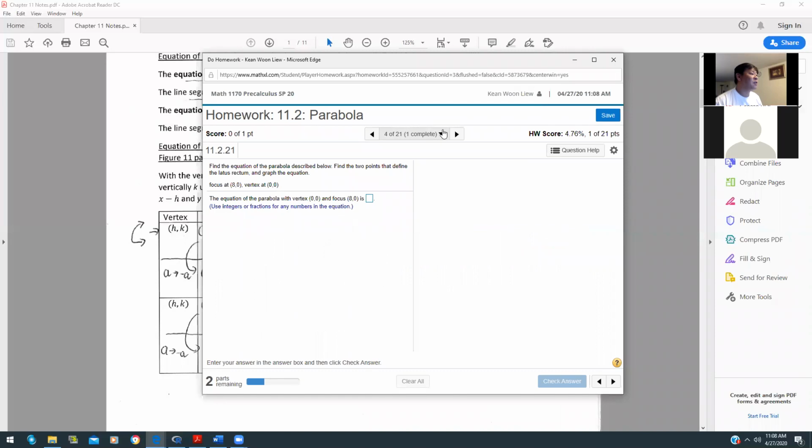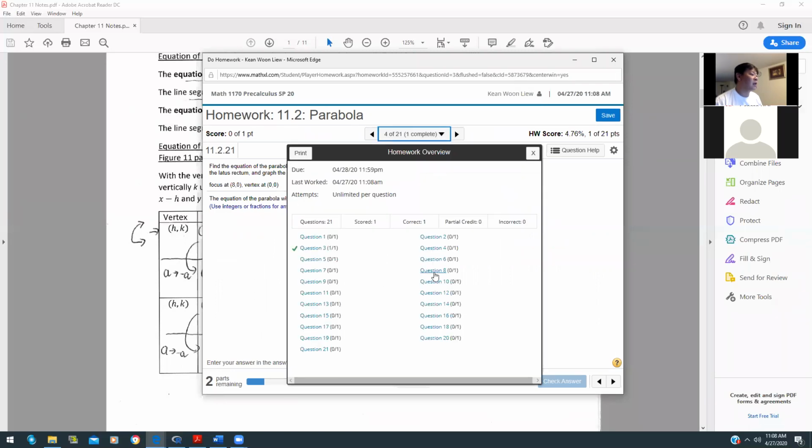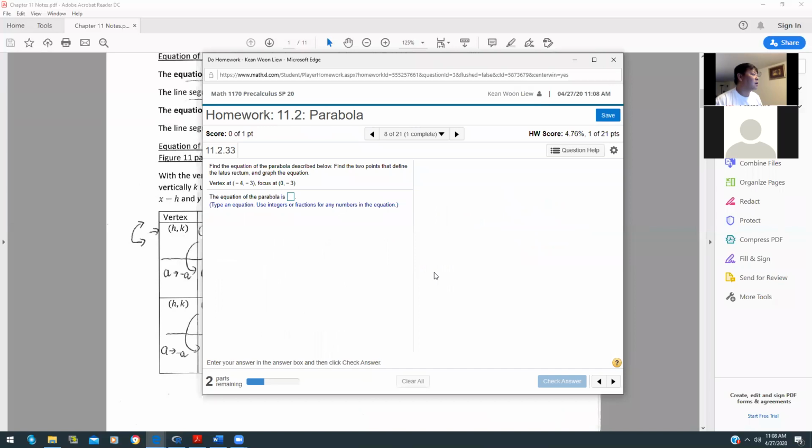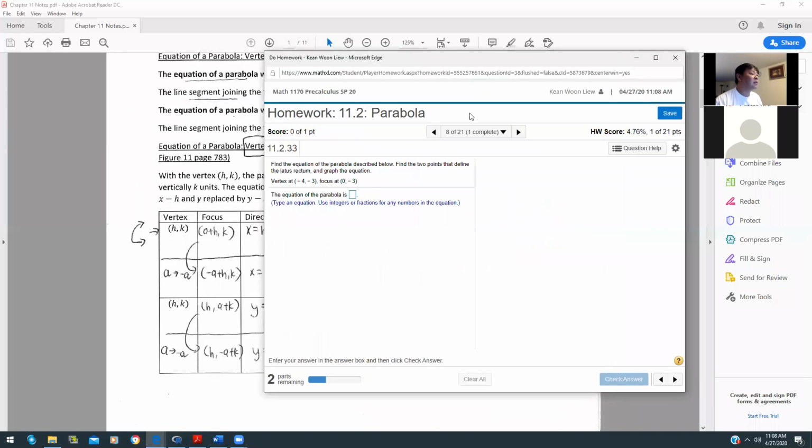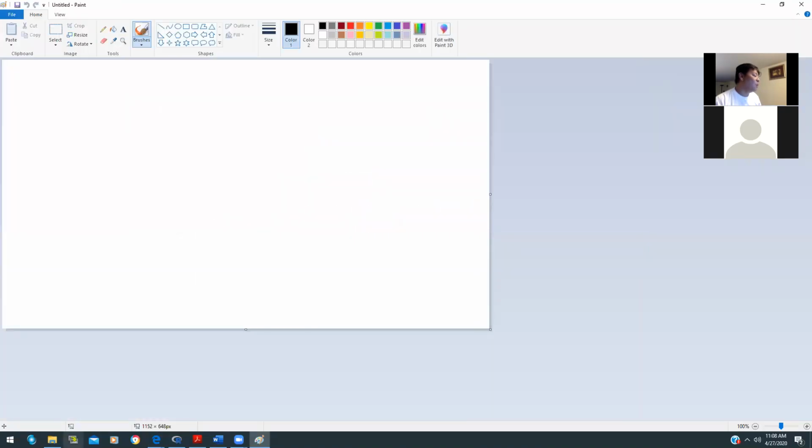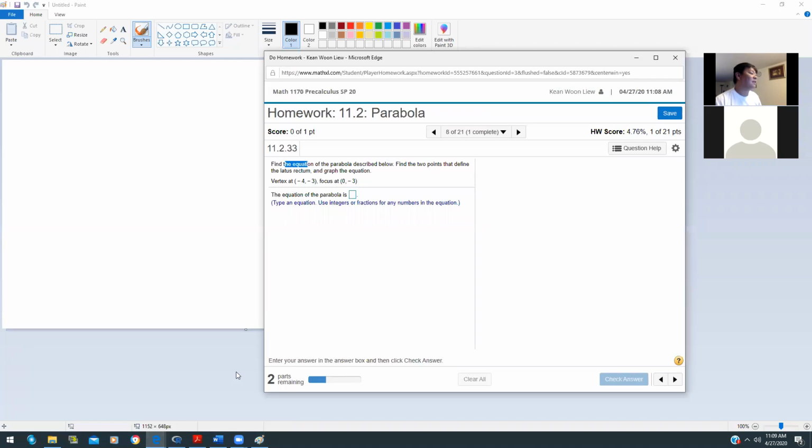Let me see what we have here. Let me go through a bit more difficult one so you can see what we're going to do. So this question wants us to find the equation, okay? This parabola is given to us by 2 points: a vertex at (-4, -3), and the focus point at (0, -3). So the first thing you need to do when they ask you to find the equation is figure out whether this opens sideways or opens up and down.